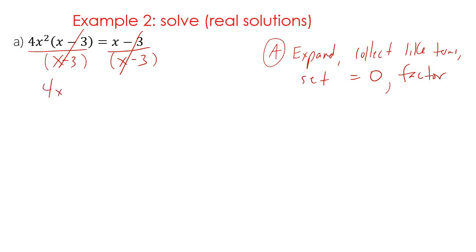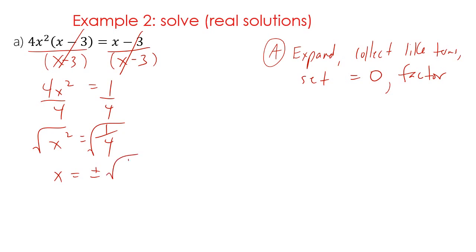So you're just left with 4x squared equals 1. Divide both sides by 4. X squared equals 1/4. Now square root both sides, right? And whenever you take the square root, don't forget it's plus or minus the root of a quarter, which is plus or minus 1/2.